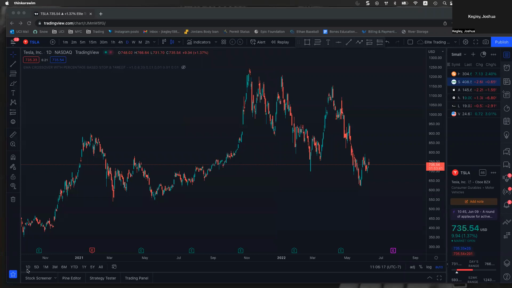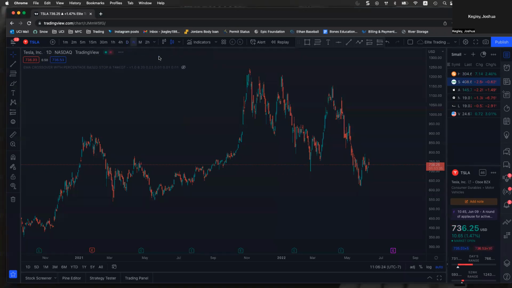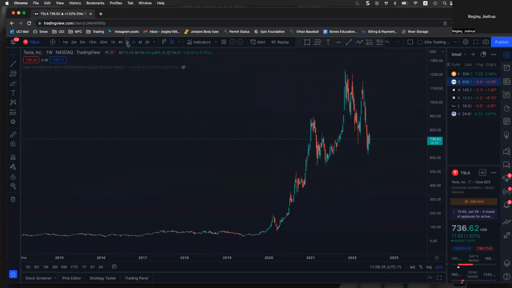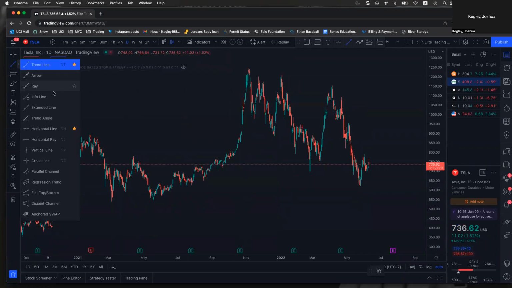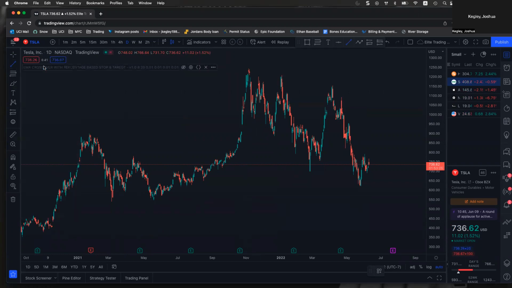Down here, I have all my days and the time frames. So I'm not gonna go all the way to the weekly. That's the weekly right there, but I'm gonna pick the daily. And the lines and stuff are different, the way trend lines and horizontal lines are drawn, but I'm gonna do essentially the same process.